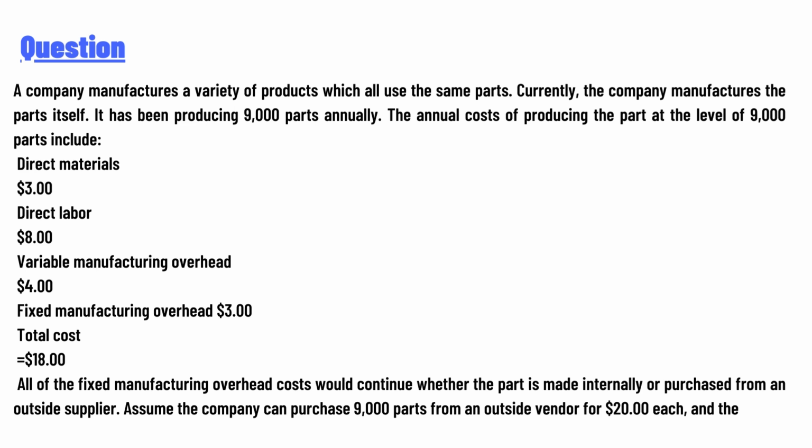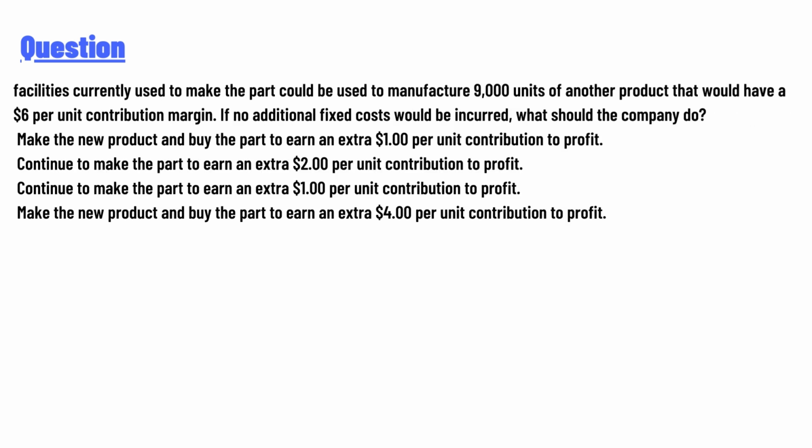supplier. Assume the company can purchase 9,000 parts from an outside vendor for $20 each, and the facilities currently used to make the part could be used to manufacture 9,000 units of another product that would have a $6 per unit contribution margin if no additional fixed cost would be incurred. What should the company do?